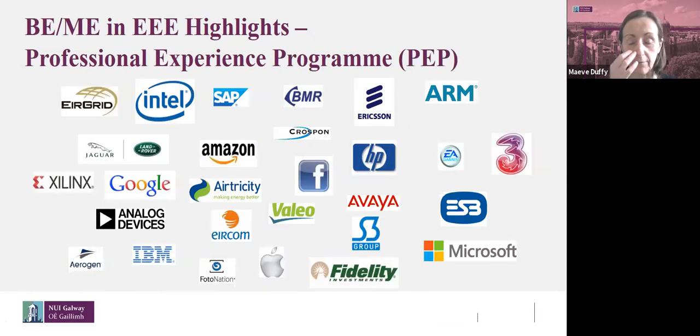So this is a flavor of some of the companies where students go to work in placement on internship. And of course, then they also may end up as graduate engineers in these companies as well. So you can see EirGrid, ESB, that will be energy related. Intel, I think Analog Devices should be there as well. That will be more microelectronics. Aerogen, BMR, Crospon, that's biomedical electronics, and there's lots more of those.